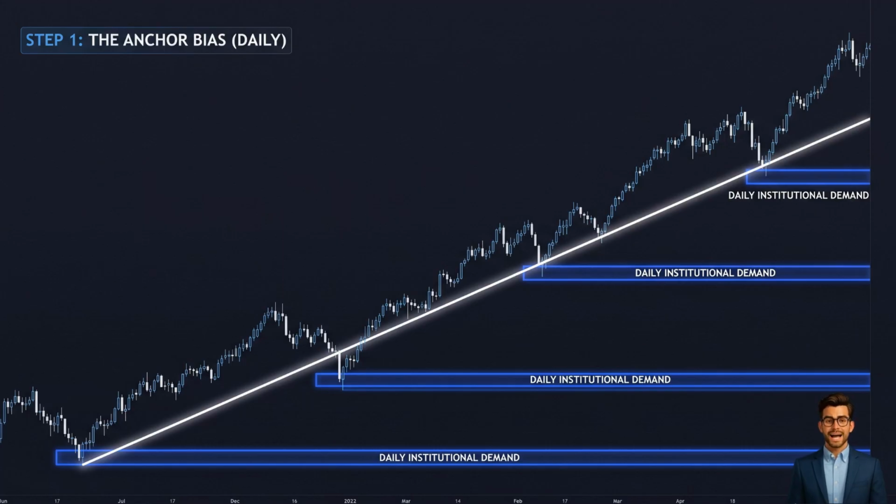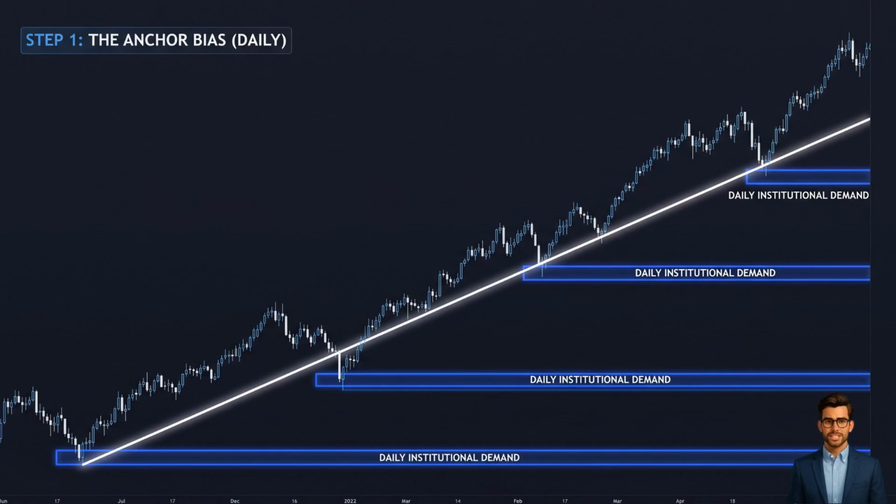You are looking for massive areas of unmitigated daily demand, historical order blocks, or major structural support levels. Look for the extreme structural swing lows that caused massive, violent upward expansions in the past. You draw thick rectangles around these zones. These zones act as giant magnetic pools for price action. If the current price is hundreds of pips away from your massive daily demand zone, you do nothing. You set an alert and you wait.